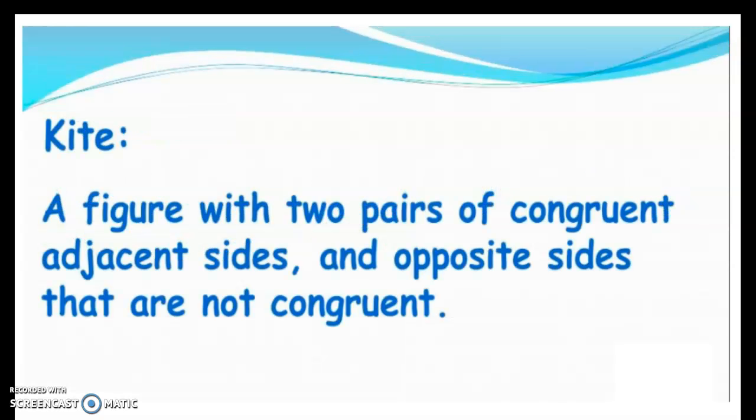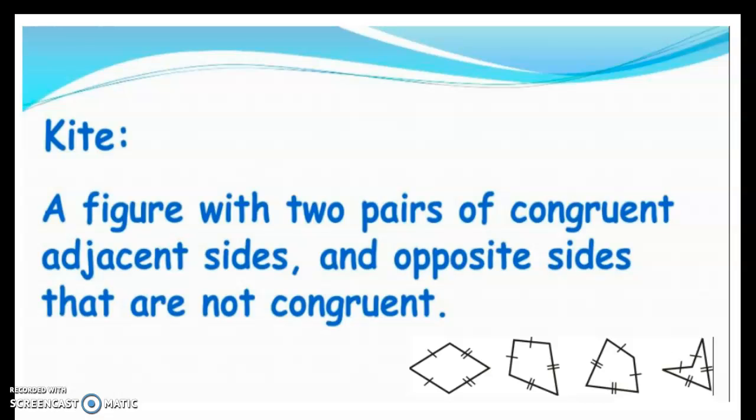A kite is another special kind of quadrilateral. It's a figure with two pairs of congruent adjacent sides. In other words, they are next to each other or touching, and opposite sides that are not congruent. I know that sounds confusing, but if you think that it just looks like a kite, that's what you have to remember. And so there are some examples of kites. That last example down on the end there, if you think about it, it has the two sides at the top there, but if you flip them out, it would still look like a kite.